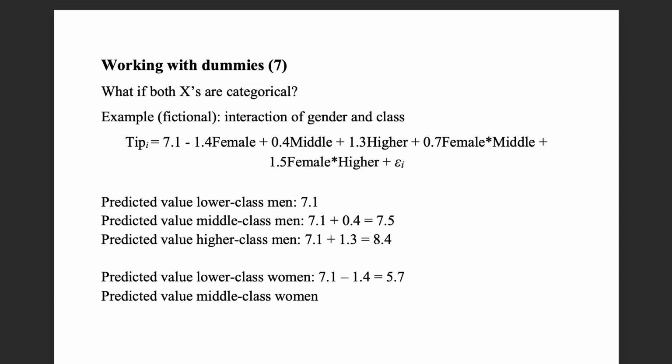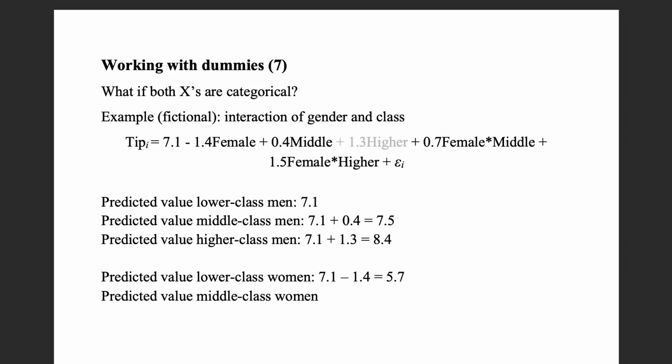Well, we have to keep that in the model. Plus 0.4 times middle class. Well, we also have to keep that in the model because these are in fact middle class women, so they score a 1 for the middle class dummy. But we can drop the 1.3 times higher class because they get the value 0 for the higher class dummy.